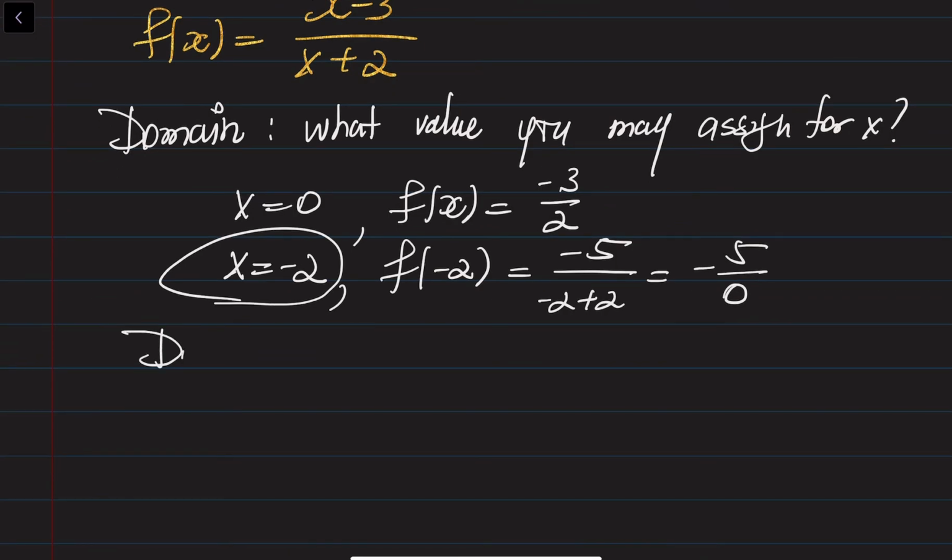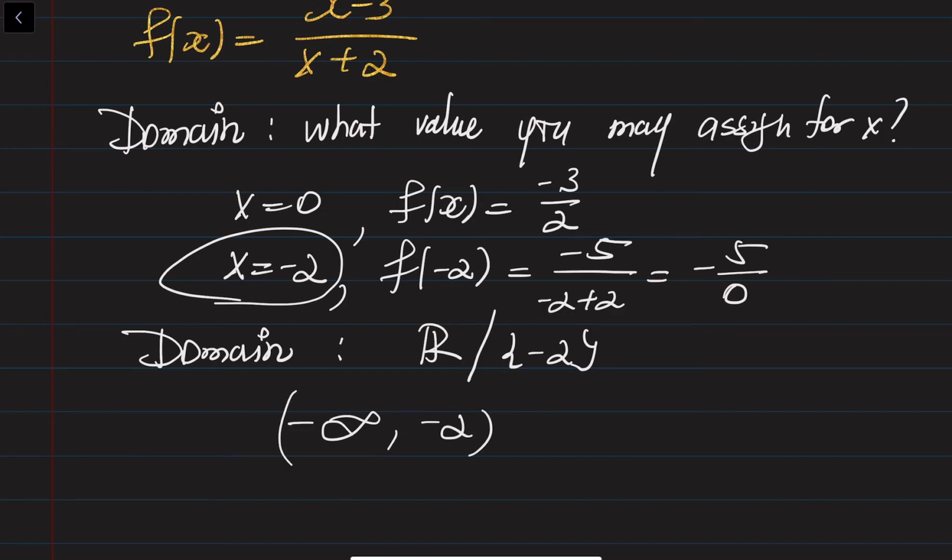So we are going to define the domain of this function as all the real numbers except minus 2, right? Or we can define this in an interval way, so it's going to be from minus infinity to minus 2 and from minus 2 to infinity. So both of the definitions of the domain are correct.